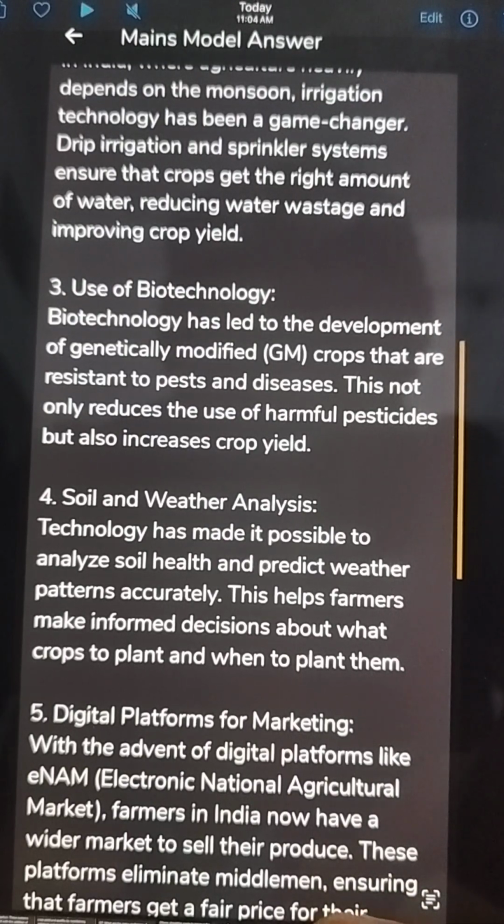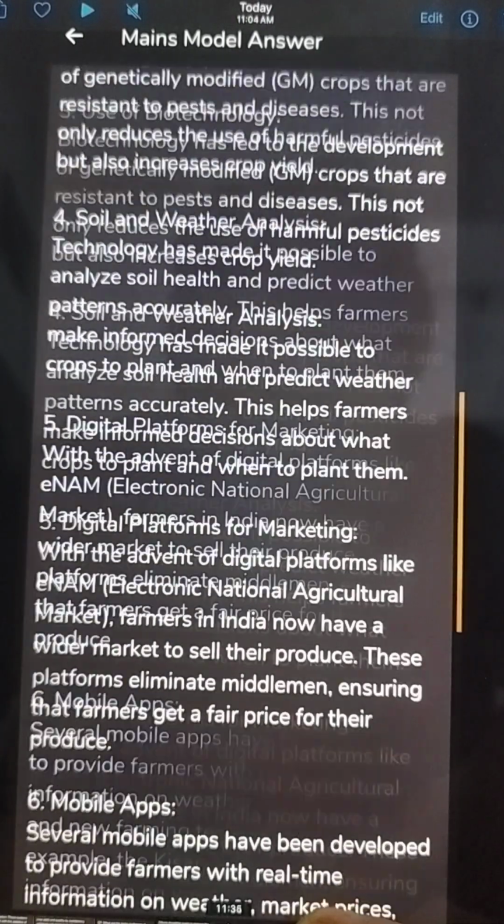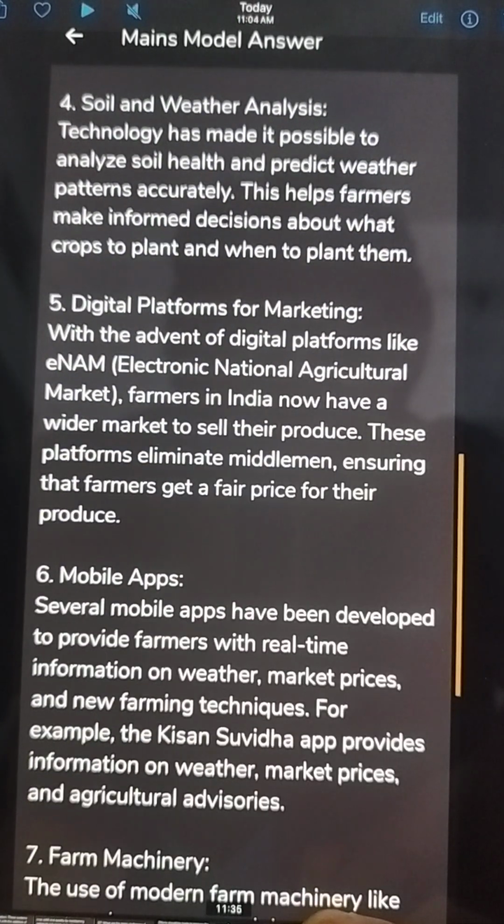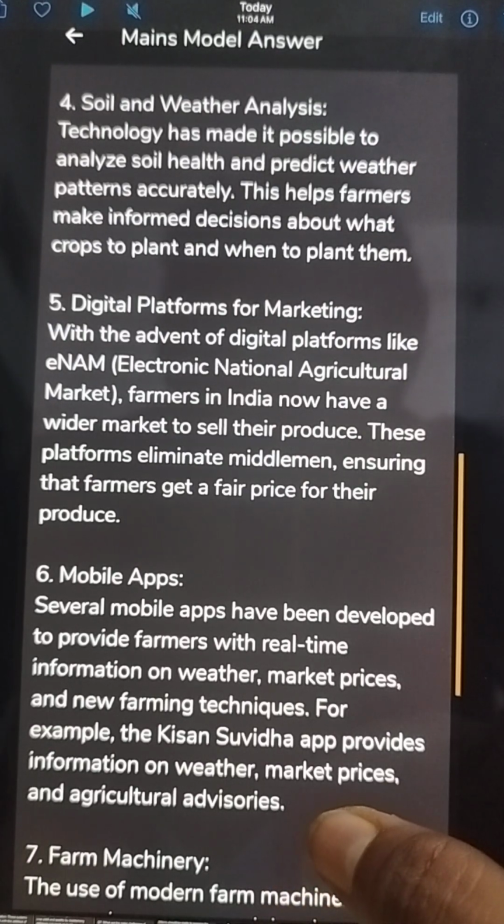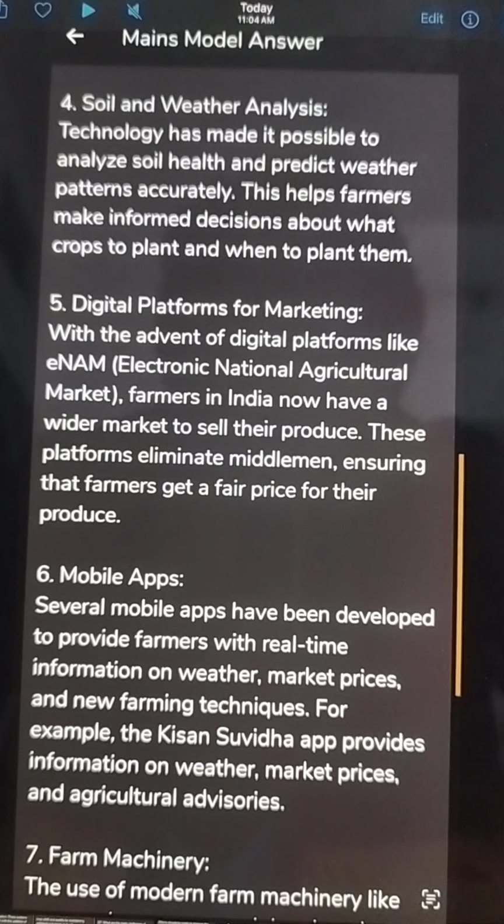Then comes digital platforms for marketing. With the advent of digital platforms like eNAM, farmers in India now have a wider market to sell their produce. These platforms eliminate middlemen, ensuring that farmers get a fair price for their produce. Then comes mobile apps. Several mobile apps have been developed to provide farmers with real-time information on weather, market prices, and new farming techniques. For example, the Kisan Suvidha app provides information on weather, market prices, and agriculture advisories.